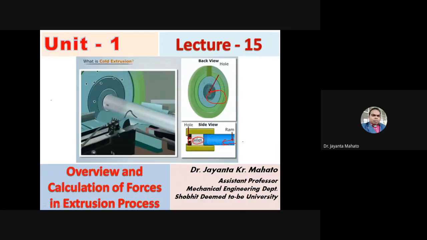Mainly the rods, the cylindrical rods in steel, aluminum or copper, whatever, all the rods, even in tube form, that is, hollow cylindrical form. All of these rods are made by the extrusion process.